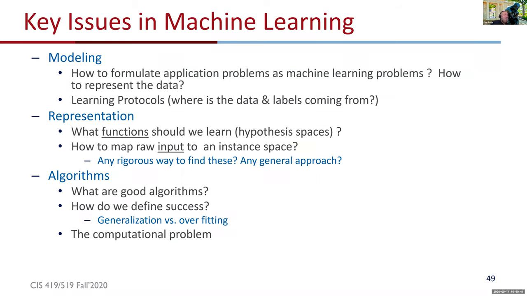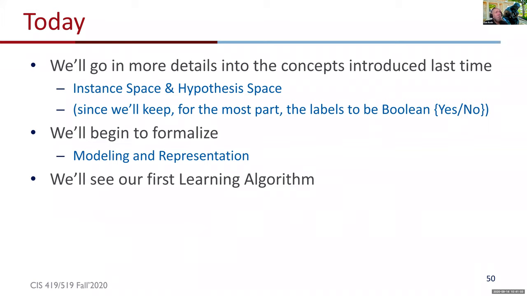And finally, algorithms. What algorithms, what are good algorithms? How do we define when an algorithm is successful or not? And of course, the computational problem. So as computer scientists, we care about how expensive it is to learn or to develop or to run these algorithms. So today I want to go into more detail into these concepts, mostly instance space and hypothesis space.